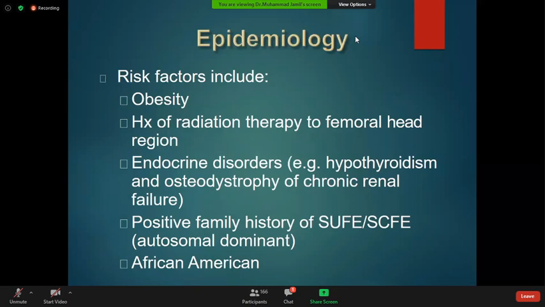What are the risk factors? The risk factors are obesity, history of radiation therapy, endocrine disorders, for example hypothyroidism, and renal osteodystrophy or chronic renal disease, and past family history of SUFE. For example, it can be autosomal dominant, so if any other kid in the family has SUFE, there are chances that another kid can get SUFE.